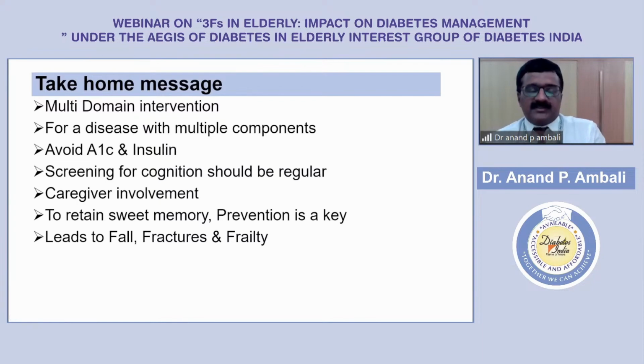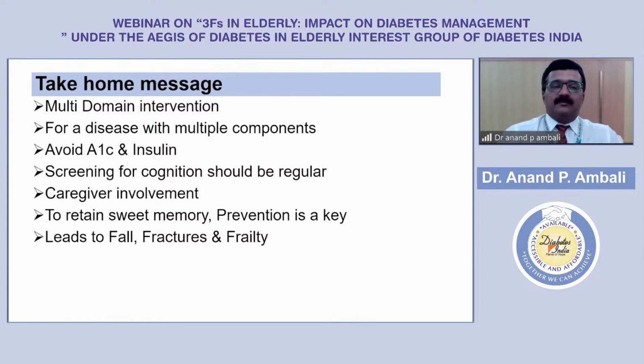So the take-home message is that there should be a multi-domain intervention in people with dementia and diabetes, because diabetes itself is not a single entity, nor is dementia. It is multiple components, and multiple teams have to work together. As much as possible, we have to avoid stringent control by A1C and avoid insulin unless it is indicated, so that hypoglycemia does not develop. Screening for cognition should be regular in all the older people, at least those who are 70 and above. Caregiver involvement is of paramount importance. And to retain sweet memory, prevention is the key.